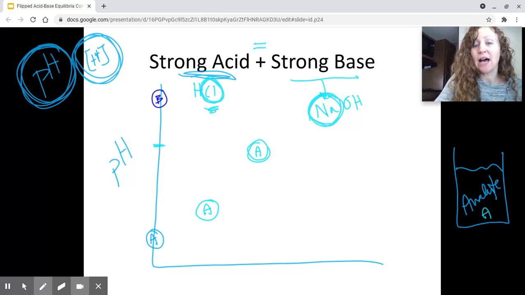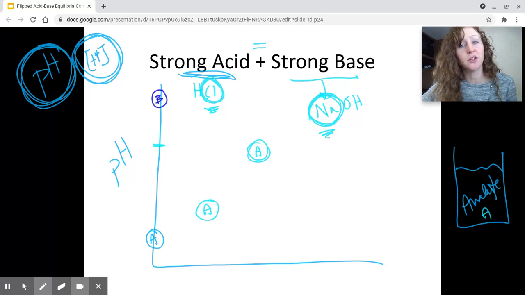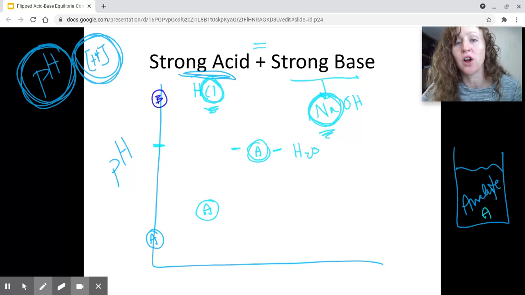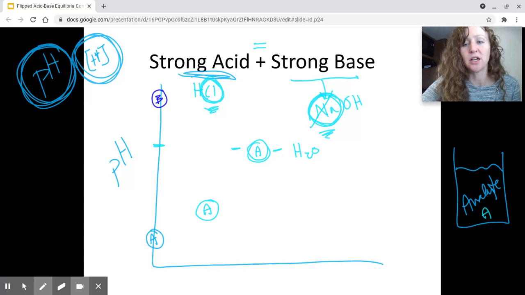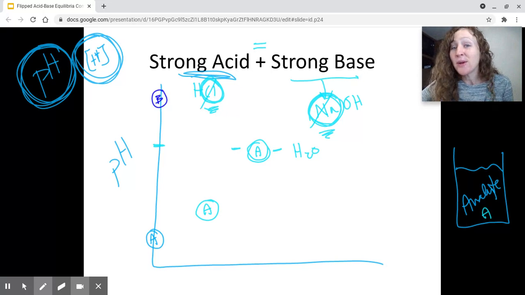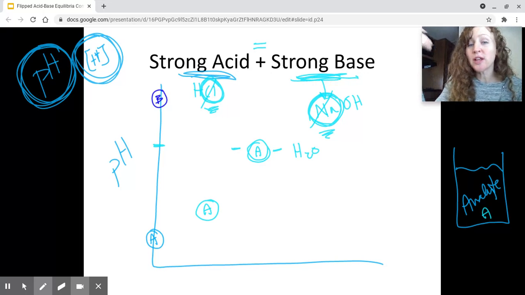Now, when you're dealing with strong acids and strong bases, do these ions affect the pH? No, conjugates of strong things are useless things. So the pH in this scenario is going to be determined by water. Water is going to be the strongest species present because our conjugates are not stronger than water. Now, this is not always the case for every titration, but it is always the case for titrations with strong acids and strong bases.